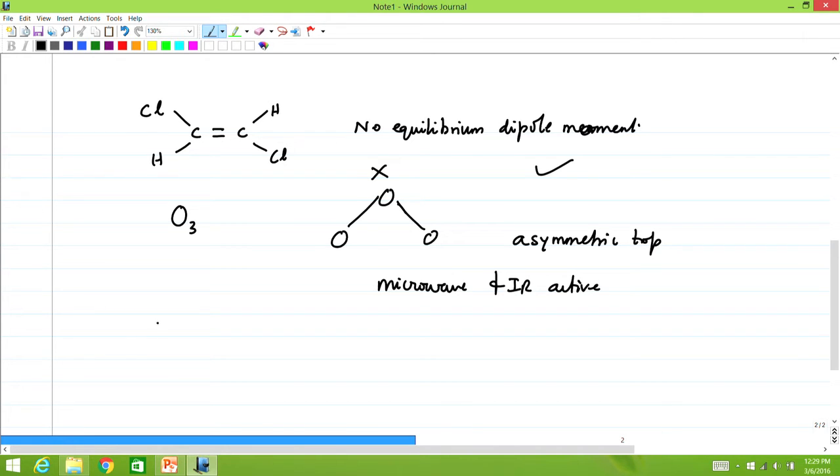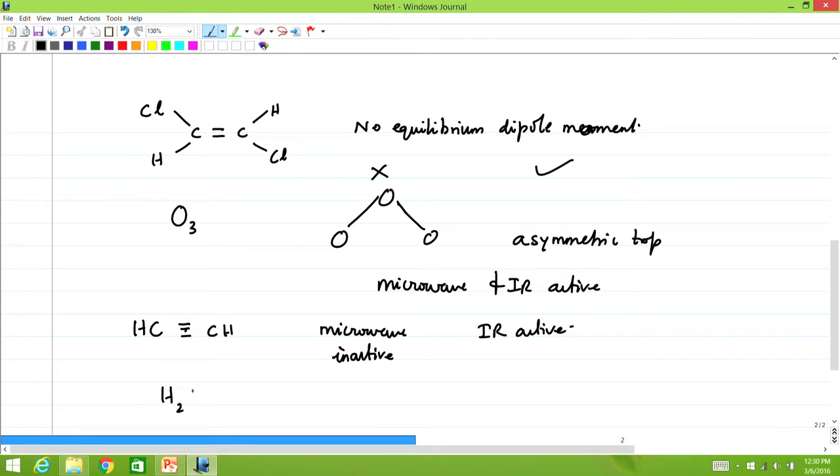Acetylene. It's quite clear that there is no dipole moment for this linear molecule. This molecule has a center of symmetry, therefore it is not microwave active, that is microwave inactive, but it has vibrational motions, therefore it is IR active.